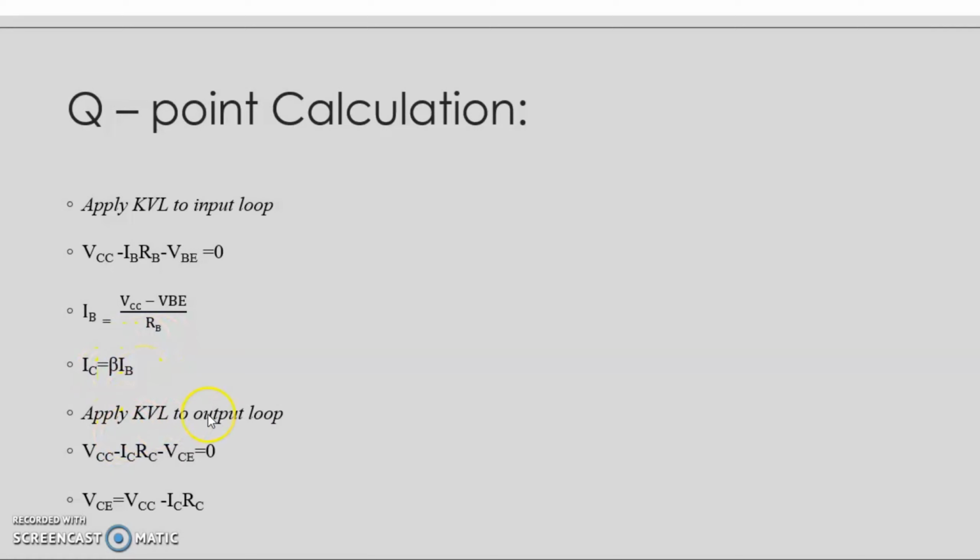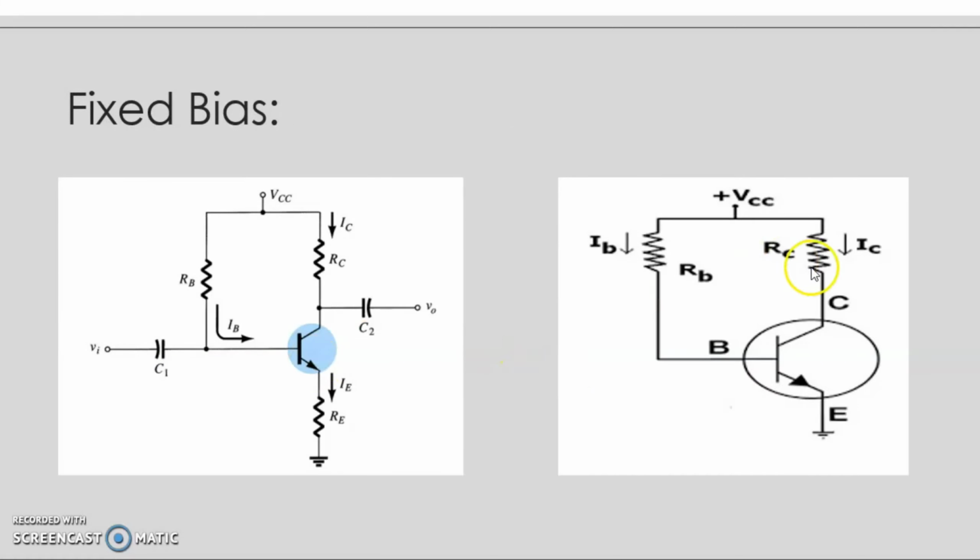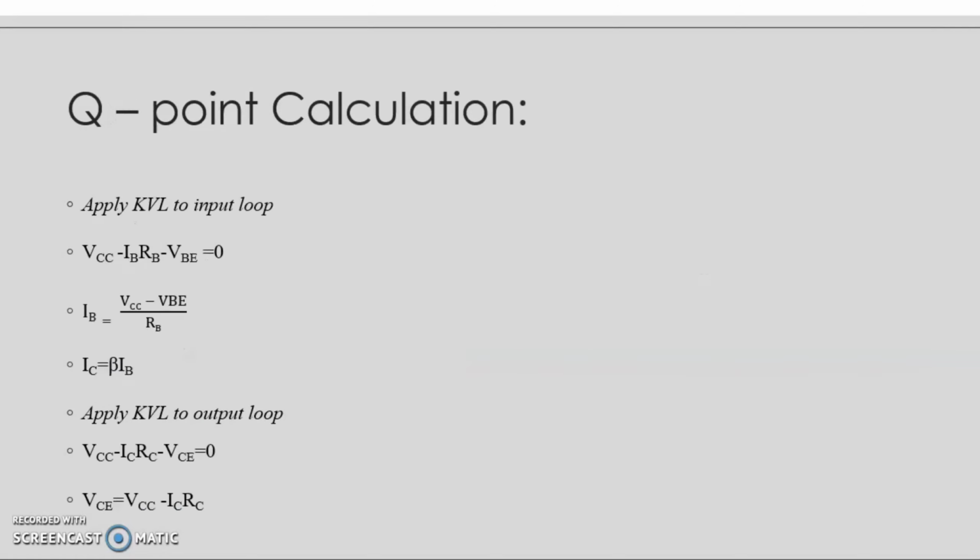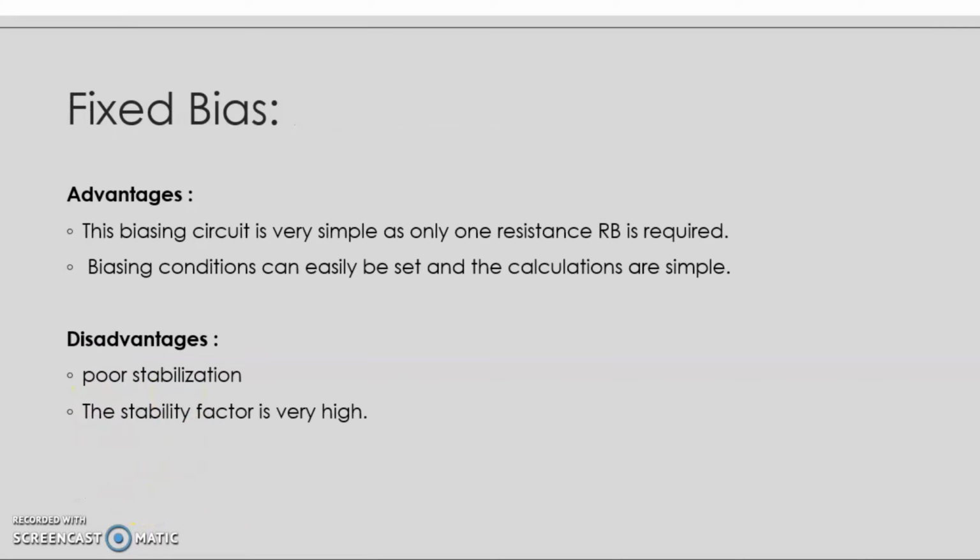Then you apply KVL to the output loop: VCC minus IC RC minus VCE equal to 0. So VCE equals VCC minus IC RC. With the help of this, you can find IB, IC and VCE. Once the Q point is calculated, we calculate the stability factor also, and the stability factor for fixed bias is S equal to 1 plus beta.